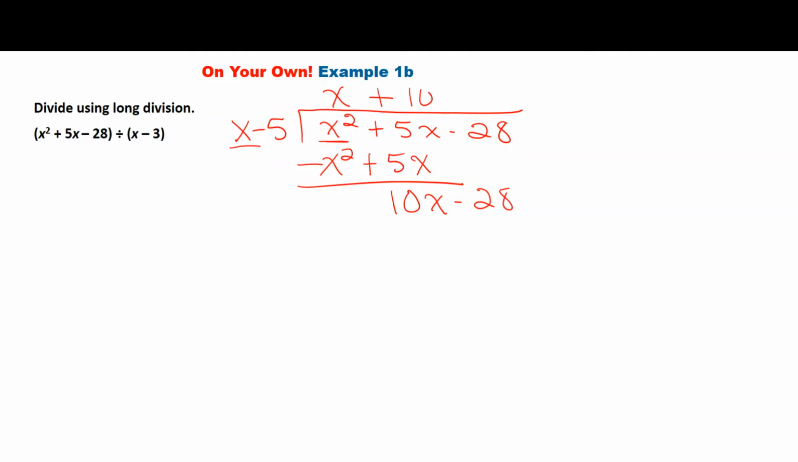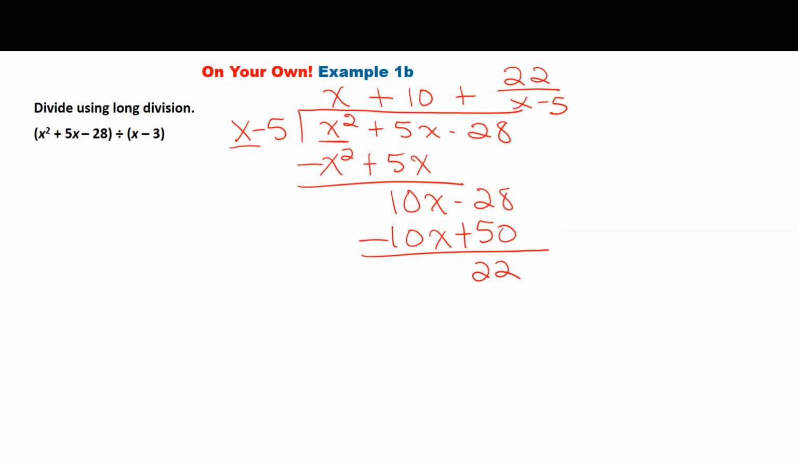So I just need to multiply by 10 now. 10 times x is 10x. And 10 times a negative 5 is negative 50. There we go. Change my signs. That's going to be minus. This is going to be plus. Negative 28 plus 50 is, let me do that real quick, let's see, 22. I should have known that. All right, so I have a remainder of 22 over x minus 5.